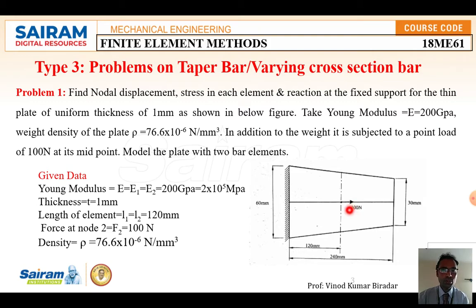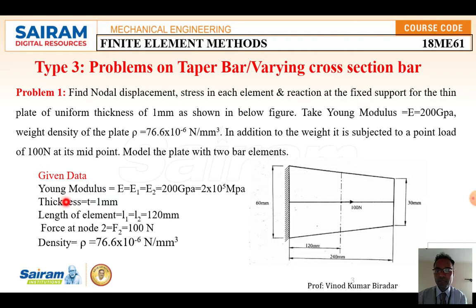It is not given in kilonewton, so there is no need to convert here. They have given only 100 Newton at point 2. The first element length is 120 mm, and the second element length is 240, double of that. Here we need to calculate the area. So what is the first step? You have to note down the given data, convert into standard units, and make it a standard formula.